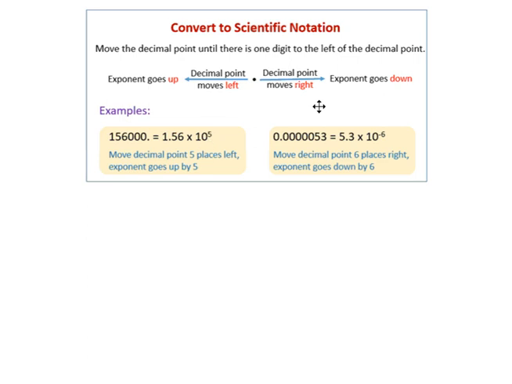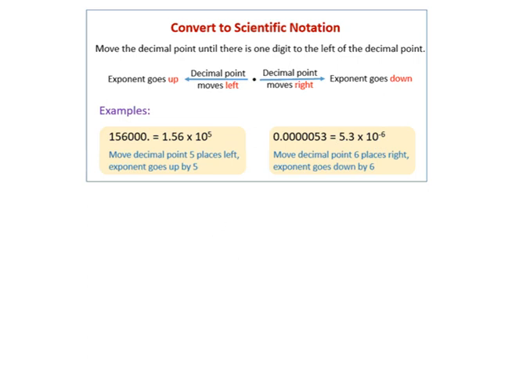Now, what if we move the decimal to the right? So this number here, we want to get the decimal all the way to the ones place, which is right there. Let's count how many times we go. 1, 2, 3, 4, 5, 6. So 5.3 times 10. Now we'll make it to the minus 6 because we're moving the decimal to the right. The exponent goes down.